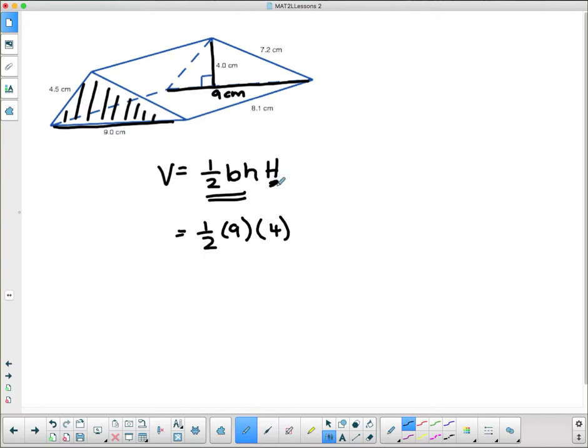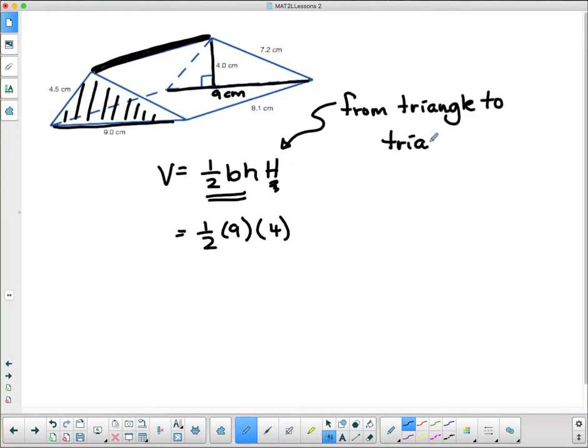And then the height here that we're given is the distance in between, like it's this distance here from one triangle to the other. Not this slant here. That's not what we want. Not this slant here. We want the distance from one triangle to the other. That's what we want for the big H. So from triangle to triangle. And so in this, that's 6.1.